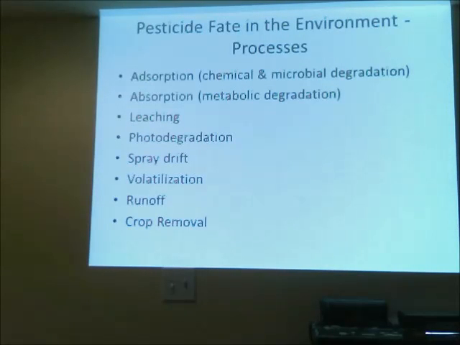What happens to pesticides when they're actually put into the environment? There are a number of processes that are involved, and one of these, the first one, adsorption, is going to be related to chemical and microbial degradation. So that will be the process once a pesticide is actually adsorbed, which means that it's been applied to the surface of the plant, or it's been applied to the soil. At that point, it is being held onto the particles in the soil, and while it's in the soil, there are microbes in the soil that might be acting upon it, degrading it.